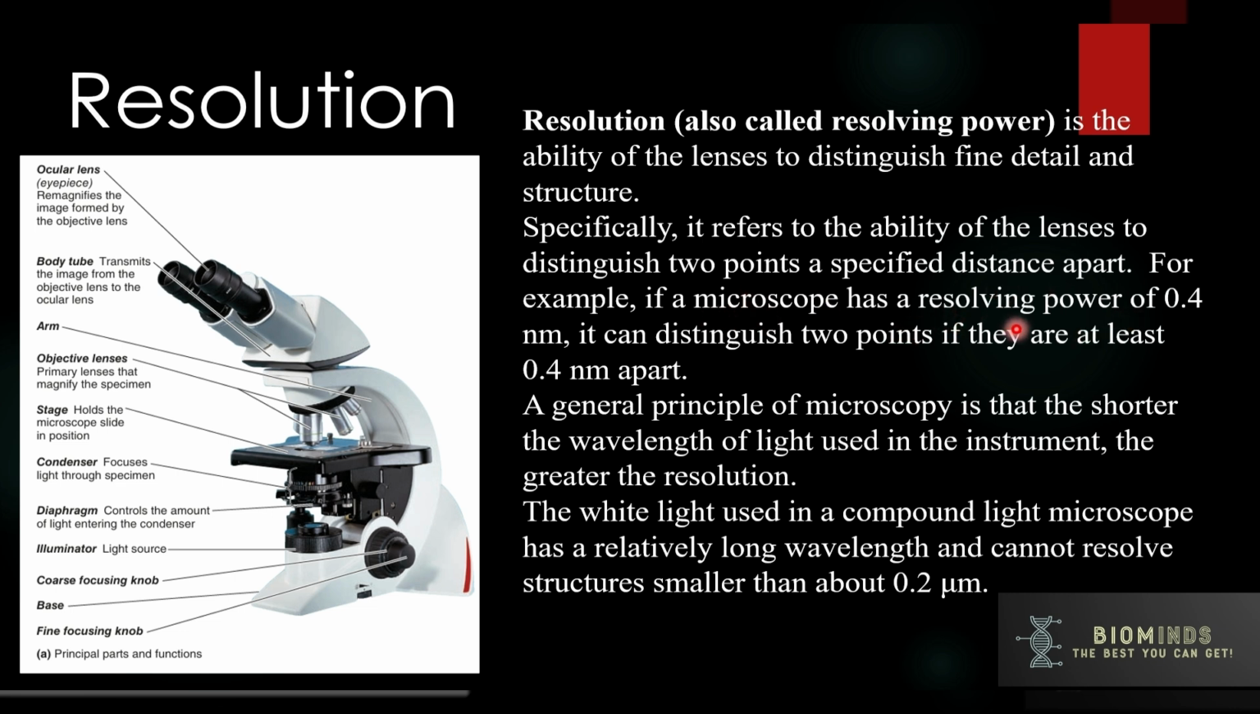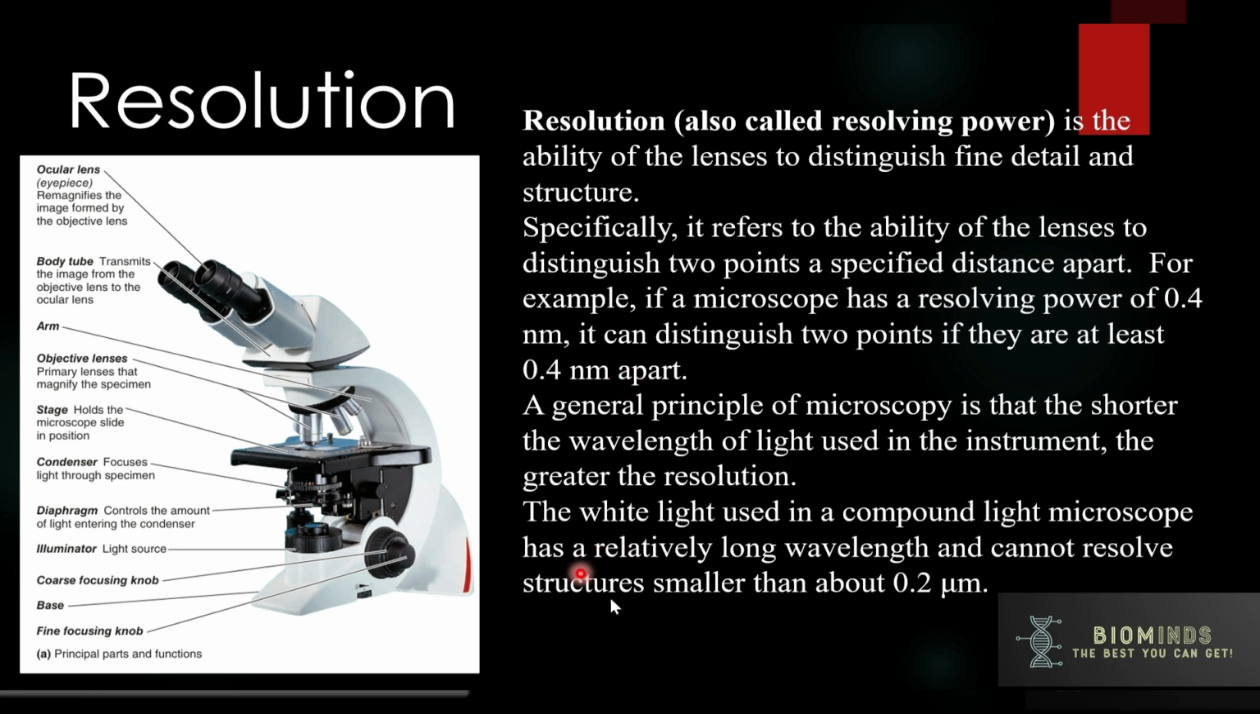See, if a microscope has a resolving power of 0.4 nanometer, it can distinguish two points if they are at least 0.4 nanometer apart. Suppose there are two microorganisms, and they are very small, and the distance between the two microorganisms is 0.4 nm. Okay, and you want to observe the single microorganism, so it should have the resolving power of 0.4 nm. Only then can you see the microorganisms very clearly.